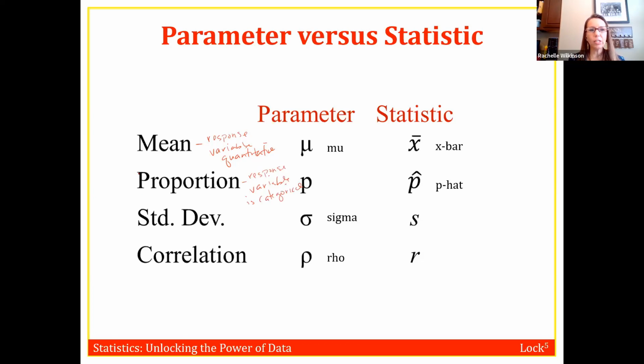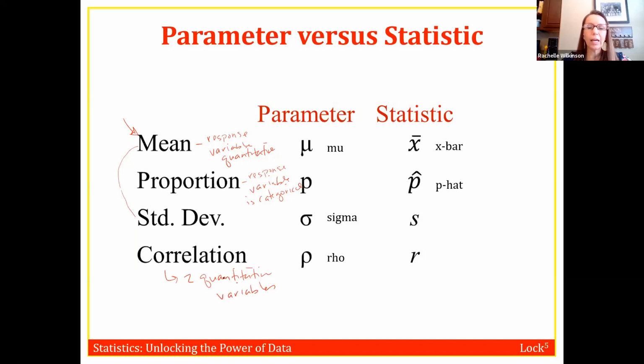All right, standard deviation kind of goes along with the mean a little bit. We're actually going to be focusing mostly on the mean. We will refer to the standard deviation, but we're not going to do a lot of specific inference for the standard deviation. But it is good to be familiar with the symbols because, like I said, it will come up. When we're thinking about the parameter that we're trying to estimate, it's typically going to be the mean rather than the standard deviation if we have quantitative data. And correlation is what we're going to look at when we have two quantitative variables measured on each individual.